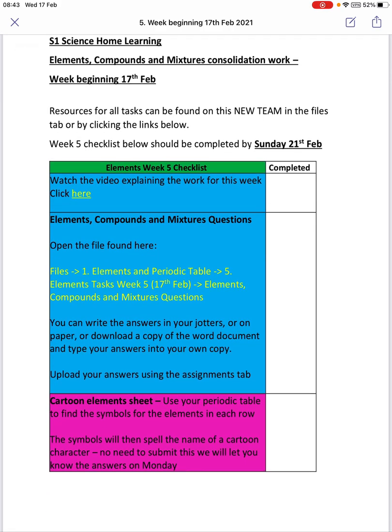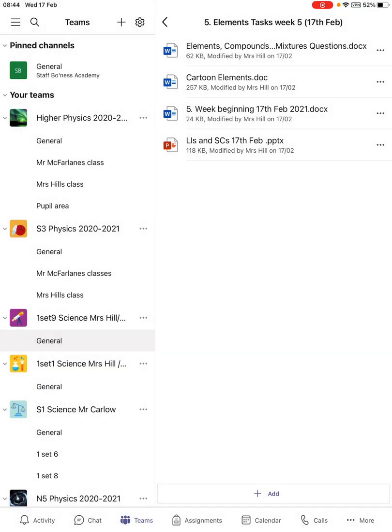Number 1, the first one, watch the video. Well, you should be doing that just now if you're listening to me. The second thing that I'd like you to do is, I'll show you in a second, open the file that's in the folder that's called Elements, Compounds and Mixtures Questions, and I'll show you that just now.